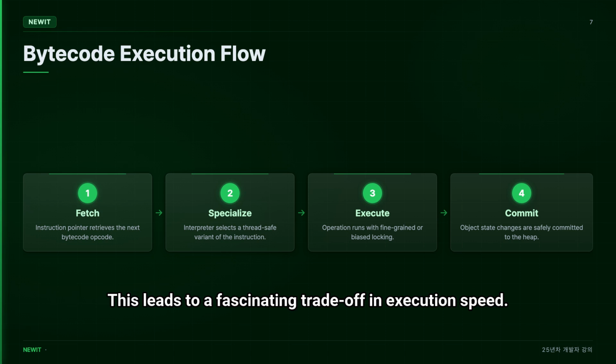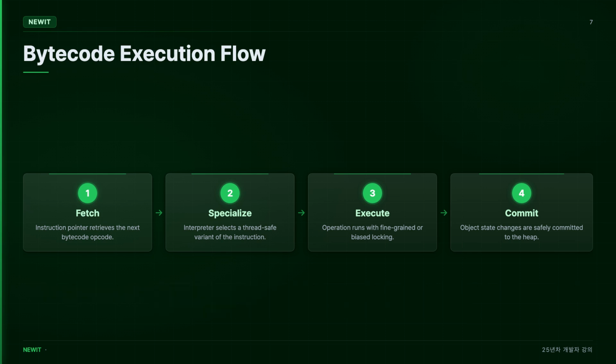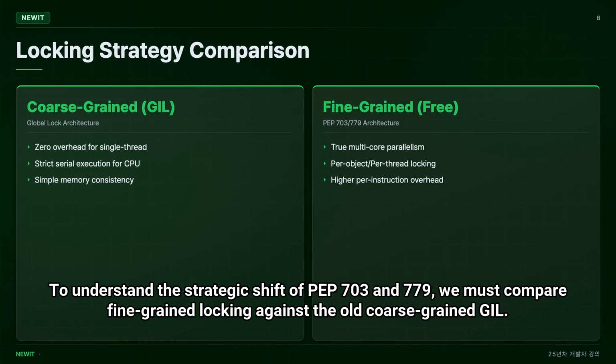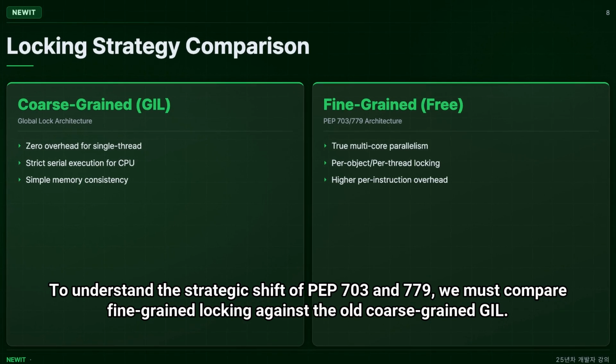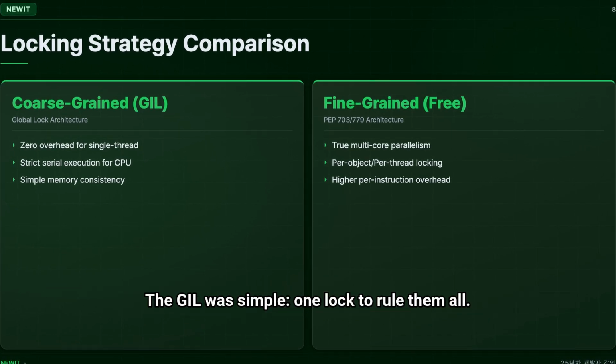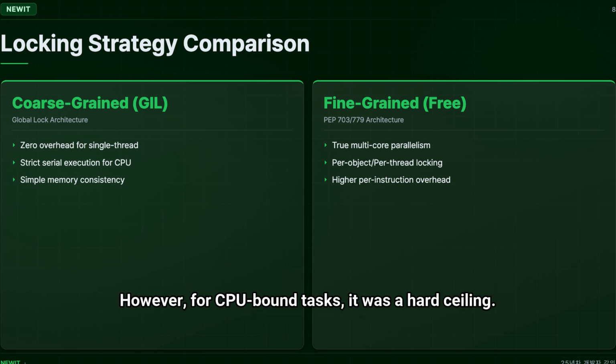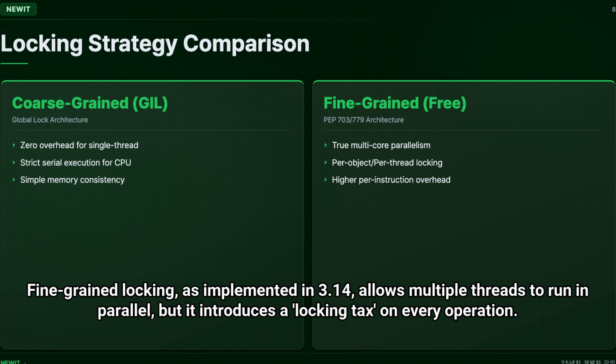This leads to a fascinating trade-off in execution speed, but wait, how does this granular locking compare to the old, coarse-grained approach when we look at the raw numbers? To understand the strategic shift of PEP 703 and 779, we must compare fine-grained locking against the old coarse-grained GIL. The GIL was simple, one lock to rule them all. It was incredibly efficient for I/O-bound tasks where threads spent most of their time waiting for the network or disk. However, for CPU-bound tasks, it was a hard ceiling.